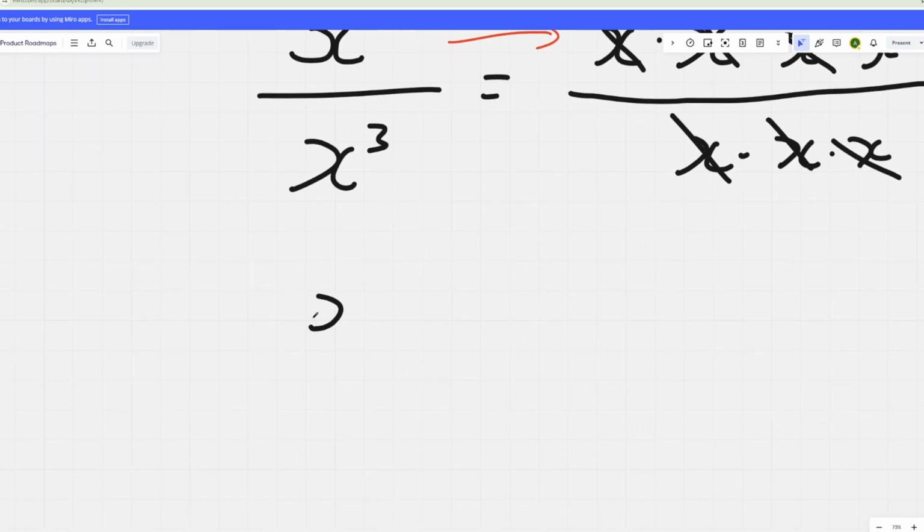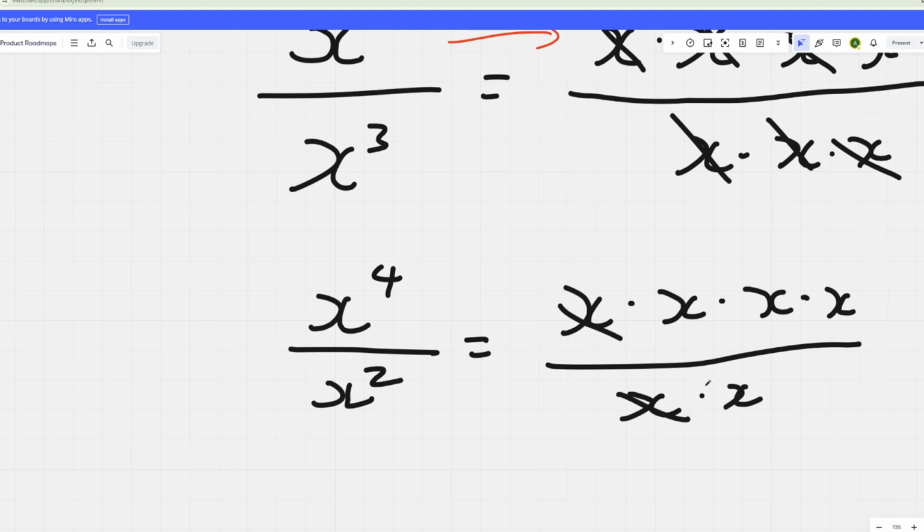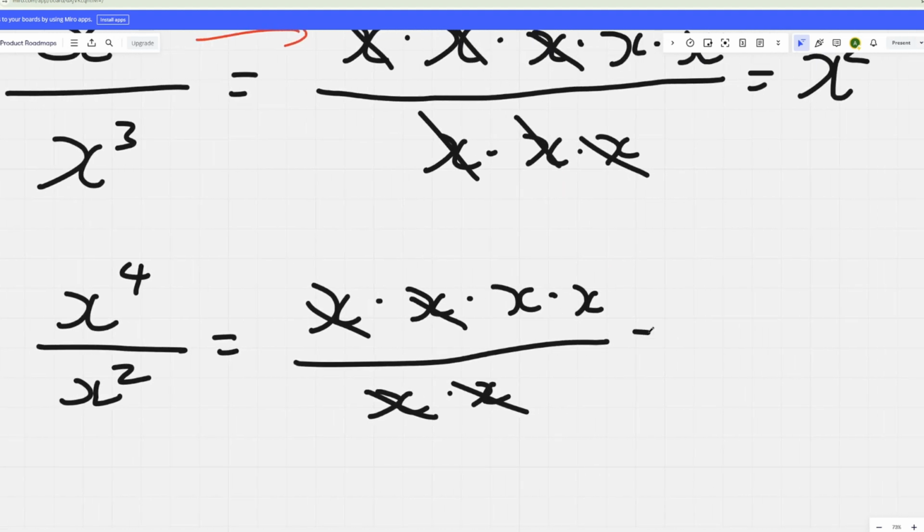Let's say I give us x to the 7th. Actually, I'll give a smaller number: x to the 4th over x squared. Well, x times x times x times x over x times x. So now, once again, I'm going to cancel. I'm left again with x squared.